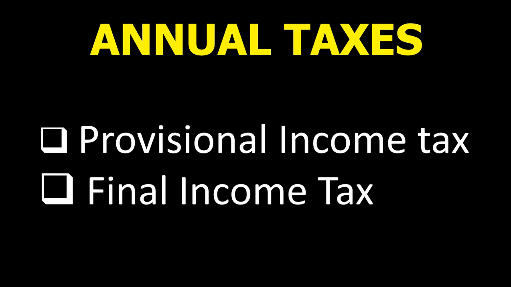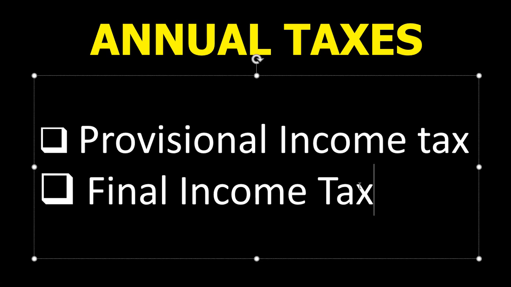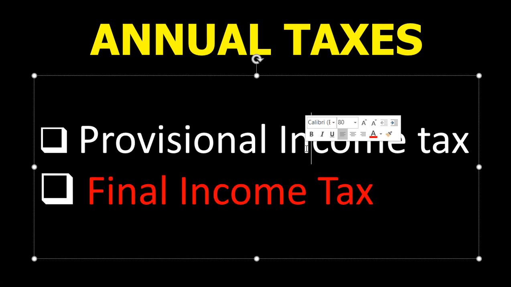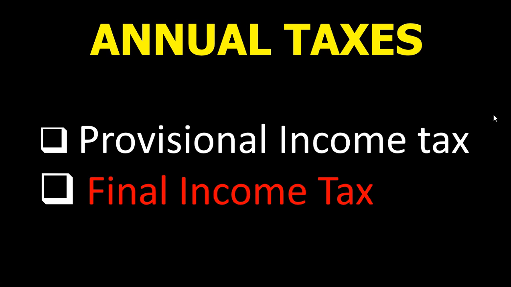Two, there is final income tax. In this one, we look at what you actually made in terms of the profit. If provisionally you were estimating that you are likely to make 200 million as revenue, at the end, what have you actually made?